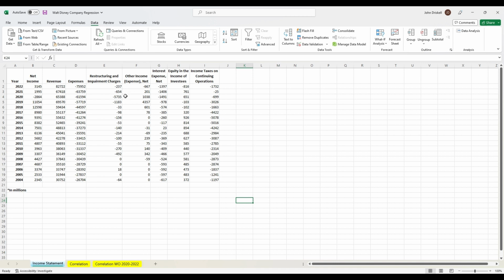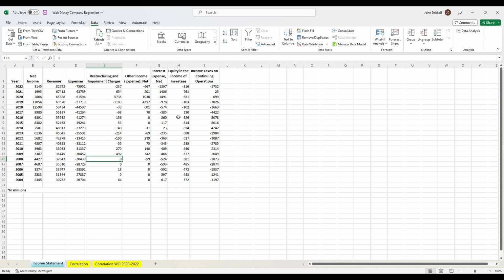What we had to do is get it in vertical format first and then fill in any blank cells that we have. So anywhere you're seeing a 0, we went ahead and filled that in. All these numbers are in millions, and it goes from 2022 all the way to 2004 of their income statement.